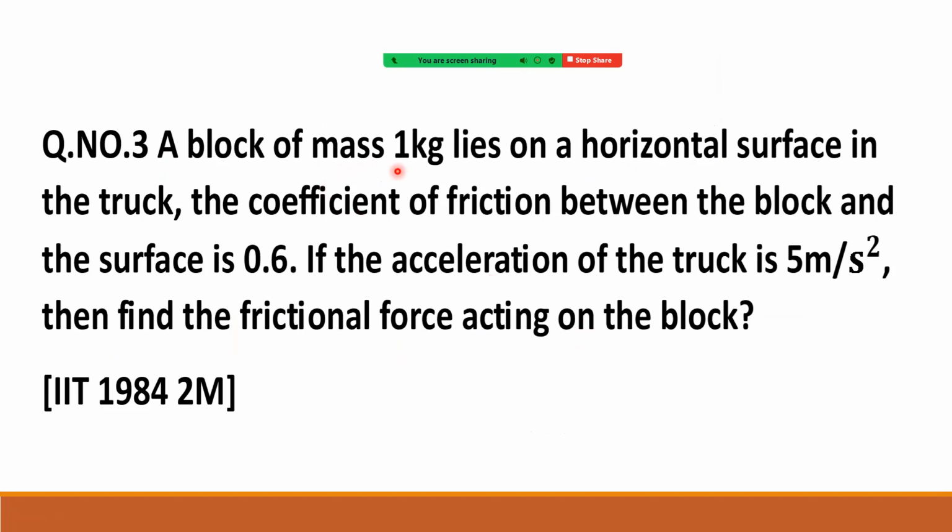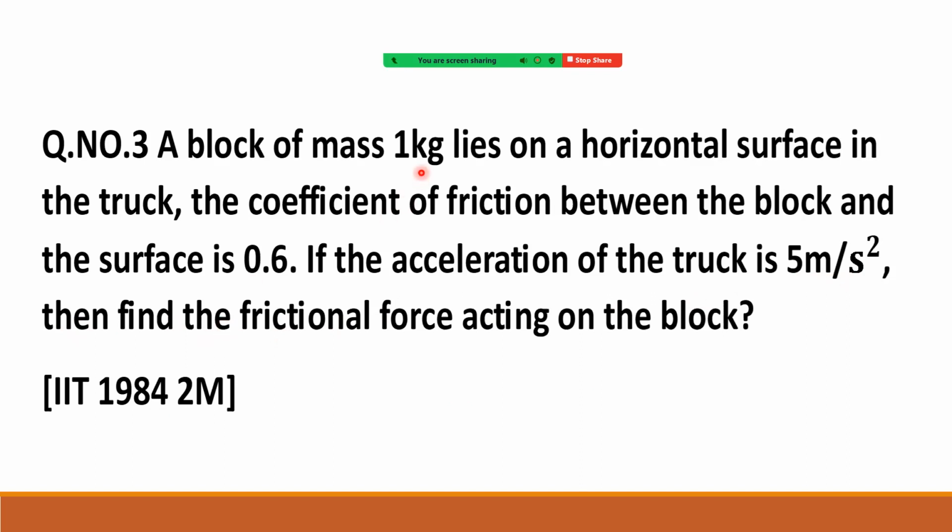A block of mass 1 kg lies on a horizontal surface in the truck. The coefficient of friction between the block and the surface is 0.6. If the acceleration of the truck is 5 meter per second square, then find the frictional force acting on the block. This is the question asked in 1984 for 2 marks. Let us see how to start.